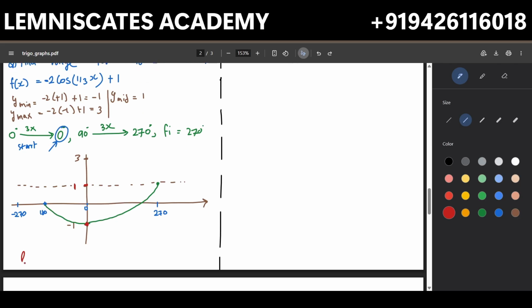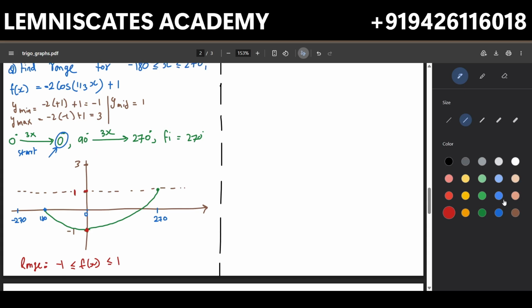So I'm just going to write that my range is in between -1 to f of x to 1. That's it. This will be my answer. I'm just going to mark it over here.